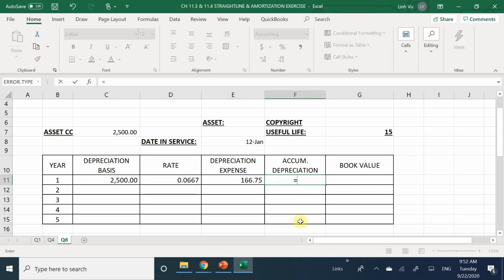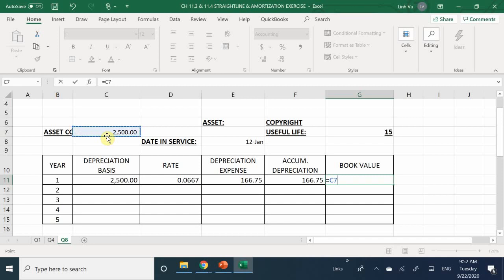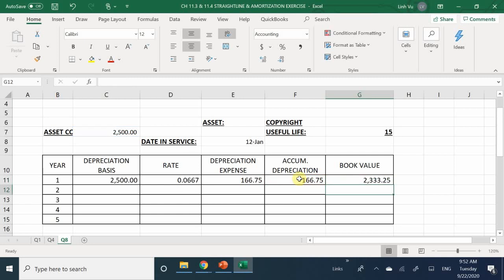Same amount. Good. Yes, and my book value is going to be 2333.25. Okay. So in this case, can we safely assume that the depreciation basis is going to stay the same?